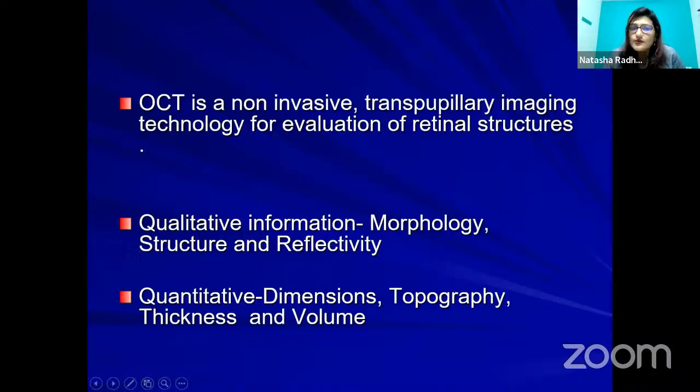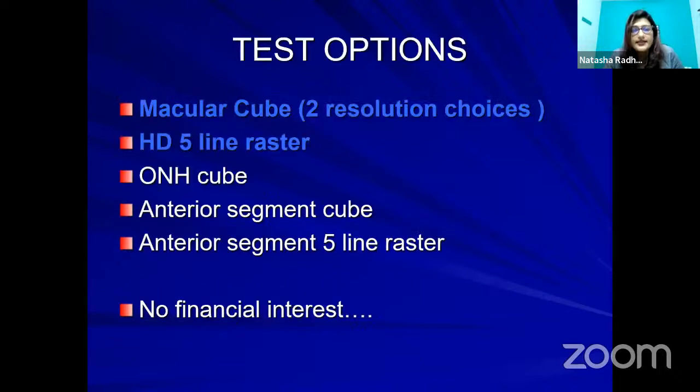So OCT, as you all know, is a non-invasive transpupillary imaging technology for evaluation of retinal structures. It gives you two kinds of information: qualitative information regarding the morphology, structure, and reflectivity, and quantitative information: dimensions, topography, thickness, and volume. The testing options in any OCT are the macular cubes, the high-definition 5-line raster, the optic nerve head cube, anterior segment cube, and anterior segment 5-line raster.